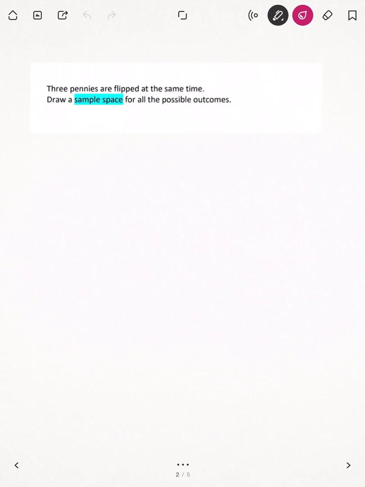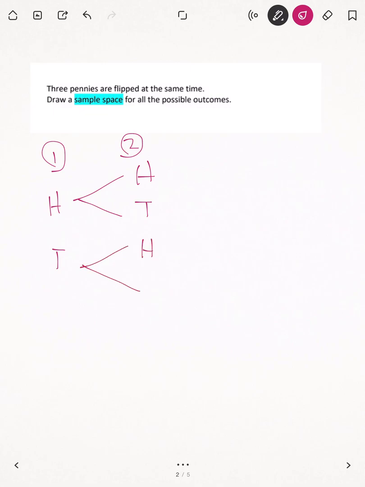Let's draw the sample space for when 3 pennies are flipped at the same time. Here's penny number 1. It has 2 possibilities, heads or tails. Here's penny number 2. When penny number 2 is flipped, the heads possibility gives us 2 more possibilities, and the tail possibility gives us 2 more possibilities.